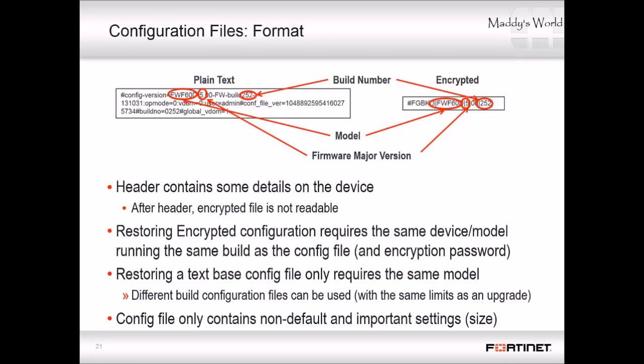When you use an unencrypted config on a FortiGate that is the same model but a different firmware, it acts like an upgrade and tries to convert it, so it follows the same limitations as if you were upgrading the firmware. A configuration file only contains non-default settings as well as settings that would be vital in the event of a restore. This helps keep the size down, otherwise even a basic configuration for a low-end device would be a text file that was several megs in size.